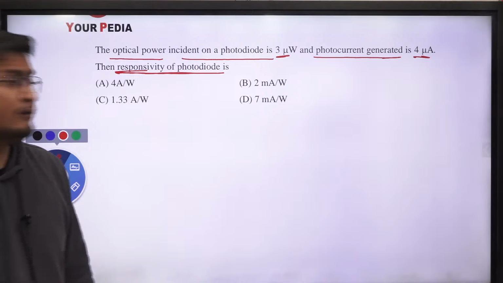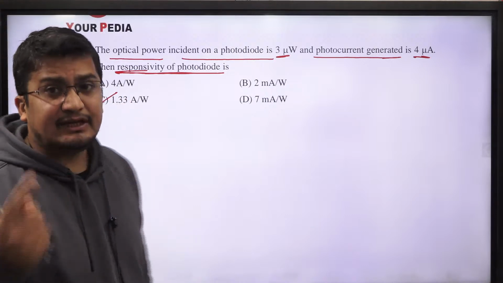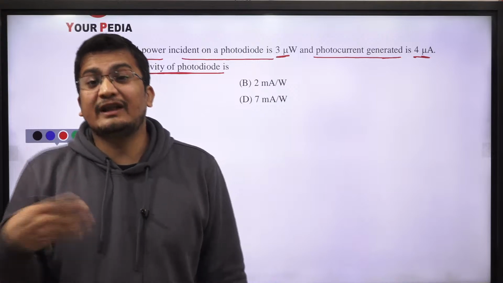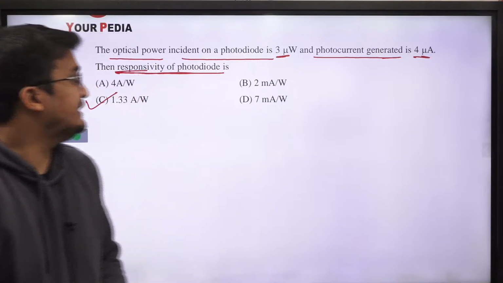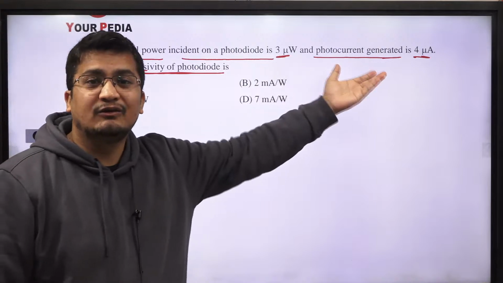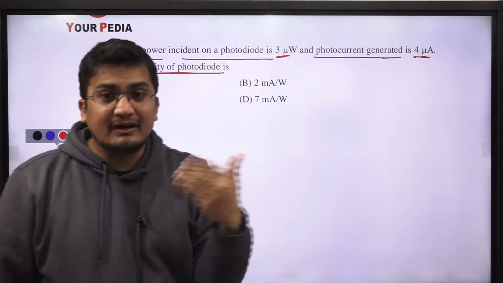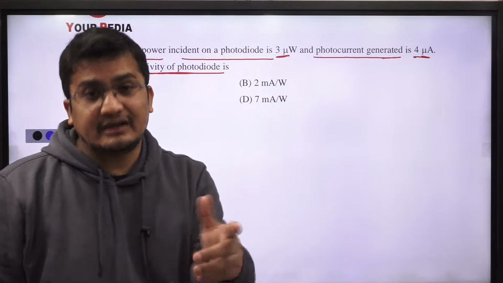Yes, C is the perfect answer. Yes, Anirudh. See, many times there will be questions where you can directly pick the answer from the unit. The unit is ampere per watt, milliampere per watt, and two quantities are given. One is the ampere quantity, one is the power quantity. So sometimes you can directly pick from the options and tell the answer.